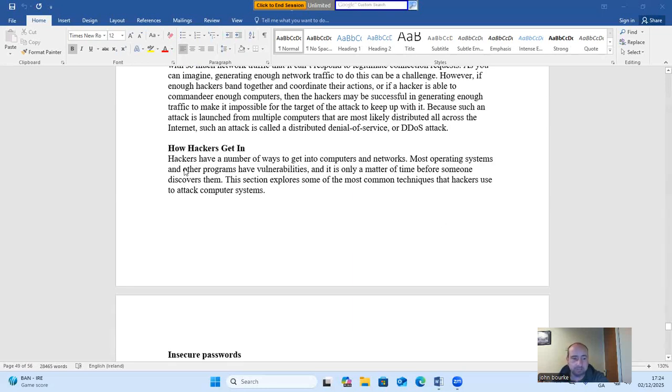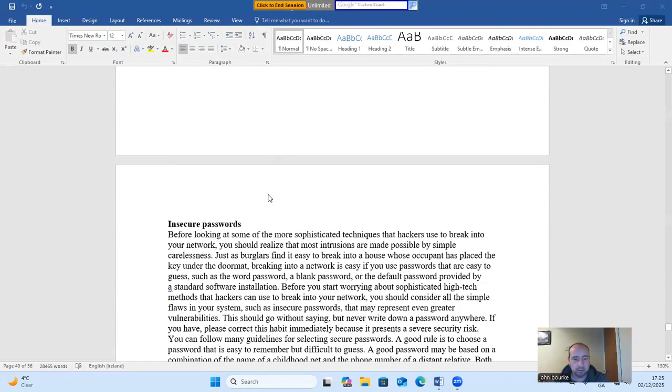How hackers get in. Hackers have a number of ways to get into computers and networks. Most operating systems or other programs have vulnerabilities, and it is only a matter of time before someone discovers them. This section explores some of the most common techniques that hackers use to attack computer systems.